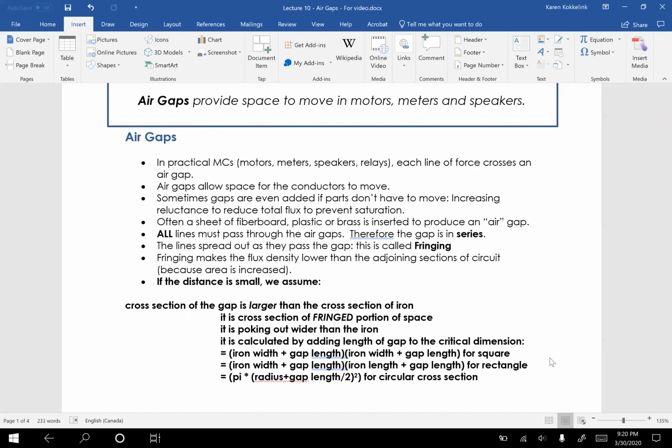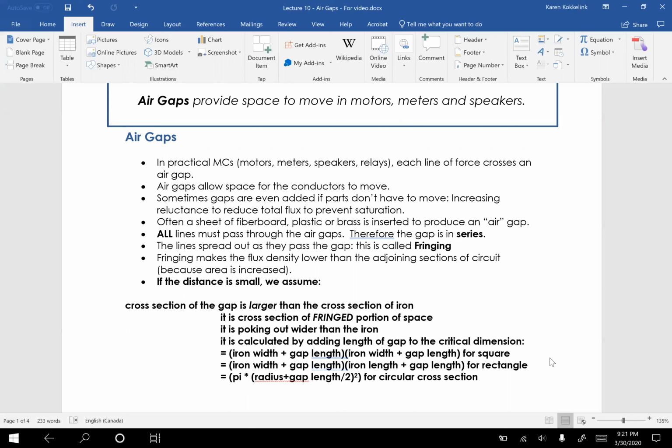So magnetic circuits with gaps either literally have a gap so that the two pieces can move independent of one another, for example, in a relay or in a motor, or the reluctance has to be increased in order to reduce the total flux to prevent saturation, but the circuit has to remain together in one piece, so a piece of plastic, brass, or fiberboard is added. In both of these cases, all lines of flux must pass through the air gaps. That means that the air gap is fitted in series, whether it is literally air or it's fiberboard, plastic, or brass, it is literally in series with the rest of the circuit.